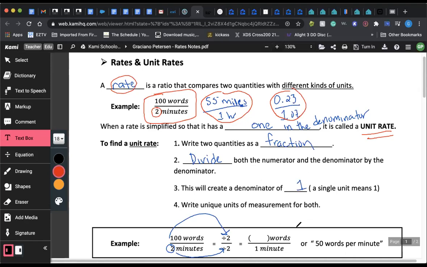Okay. And now I have unique measurements for both. So 100 divided by 2 is going to give me 50. 2 divided by 2 is going to give me 1. So I can read or write or whatever this is, the situation is, 50 words per minute. Okay. So finding a unit rate is actually quite simple. All you're doing is dividing by your denominator, right? Whenever you're trying to find a unit rate.